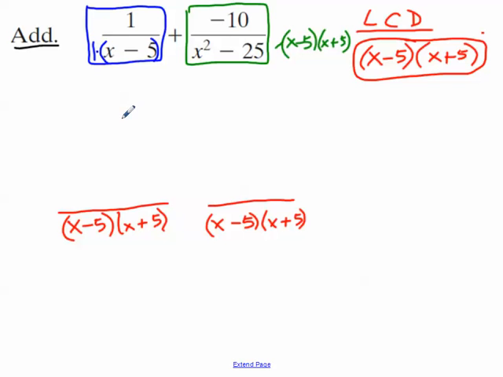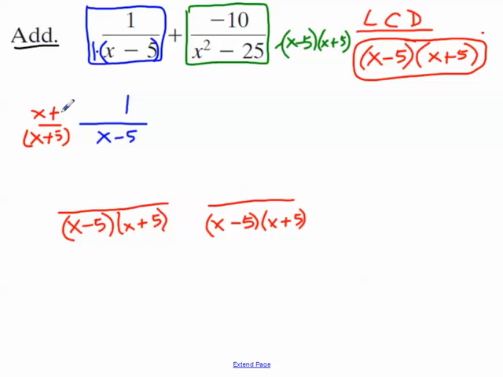So I'm going to rewrite my blue fraction here. I'm going to say it's 1 over x minus 5. And I've got to say, well, what's missing in my original denominator that is in my target lowest common denominator? I've got an x minus 5 already, so x plus 5 is missing. So I've got to multiply by x plus 5 over x plus 5.